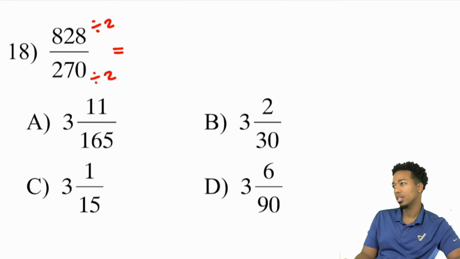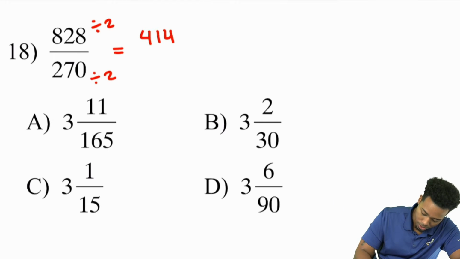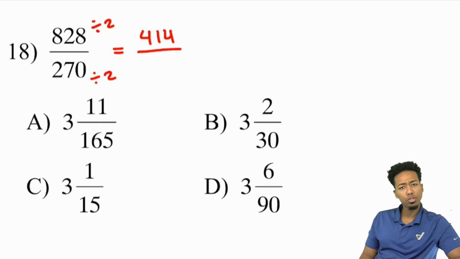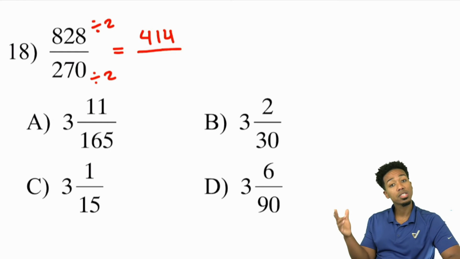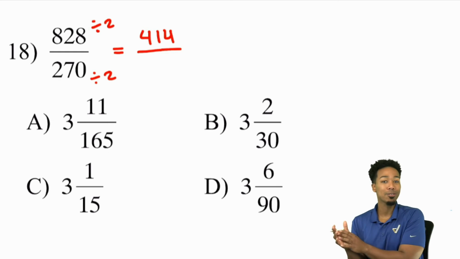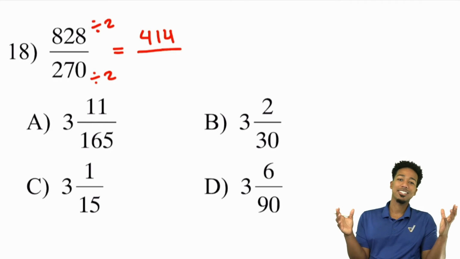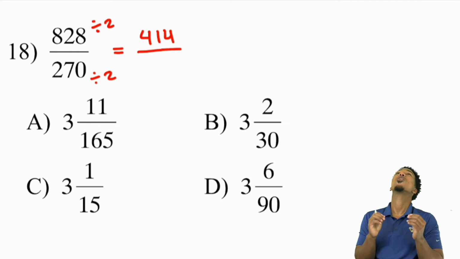So 828. 800 turns into 400. 28 turns into 14. So this is 414. And then 270 divided by 2, that's going to be, 200 goes down to 100. 70 divided by 2 is 35. Again, you need to know this, and notice how I'm using mental math here. Go into my mental math section if you haven't been there already. Mental math is king. Practicing your mental math will help you so much.